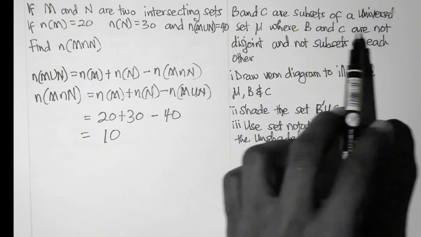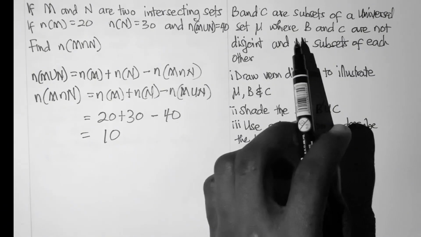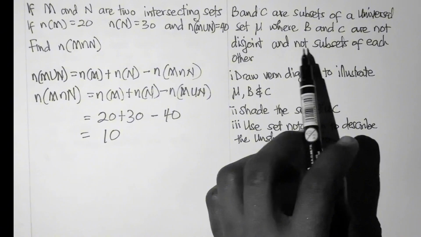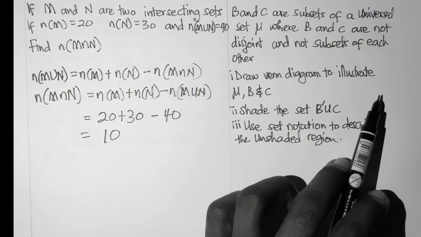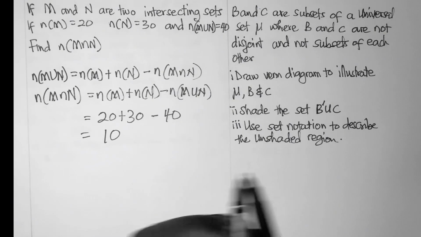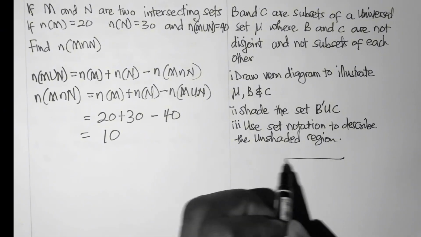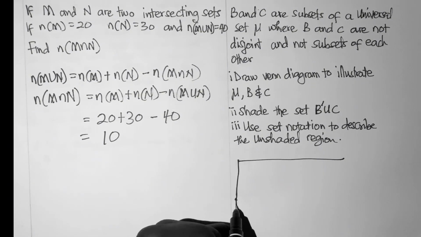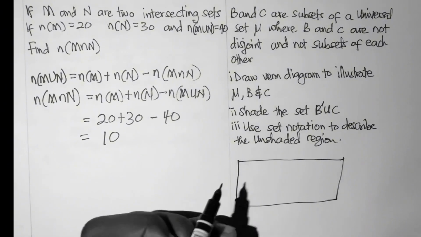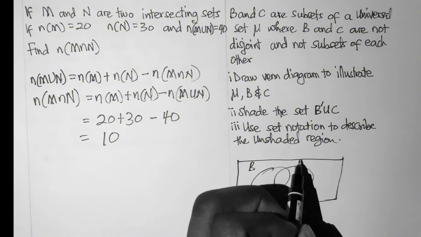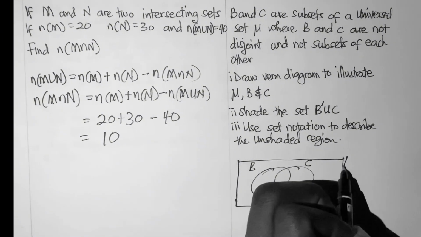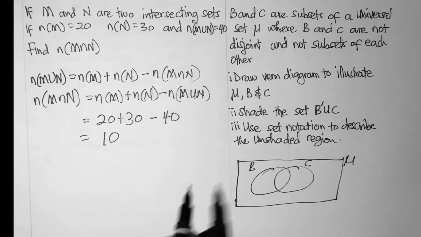B and C are subsets of a universal set mu, where B and C are not disjoint and not subsets of each other. Draw a Venn diagram to illustrate it. So let me draw the diagram here. So this is our Venn diagram. And then he's talking about B and then C. So this is B and this is C. And this is the universal set mu.